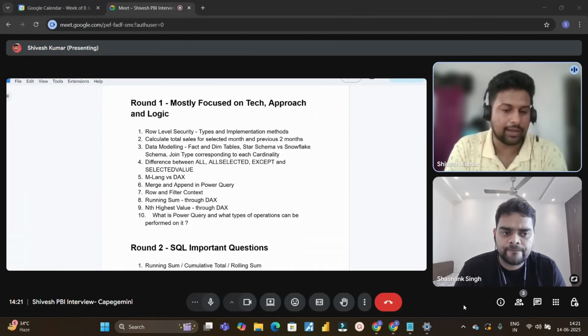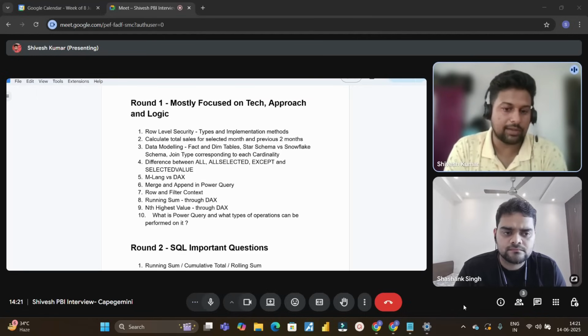Sometimes a person gets confused with merge and append. So we should be preparing for this as well. We have row context and filter context. This is most important, I would say, because most of us know how things work, but we don't know whether it is a row context or a filter context. So we should understand which function works in which context.